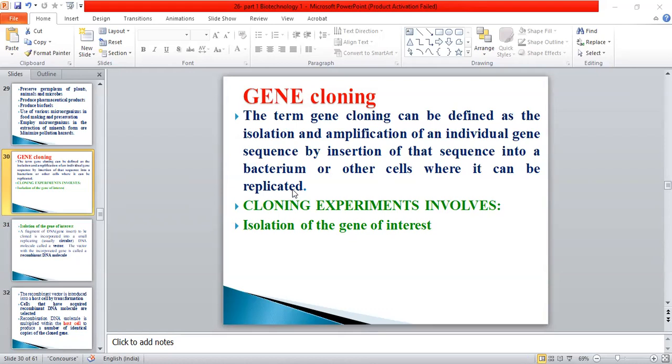First of all, cloning experiments involve the isolation of the gene of interest, whichever gene is responsible, whether it is color, disease resistance, antibiotic resistance, or any other thing, including sexually transmitted characters. Suppose it is related to color blindness, sex-linked inheritance, the gene-related ones; those things also come under this heading. So go to the next one, how it will be isolated. Already we discussed that in the last class.